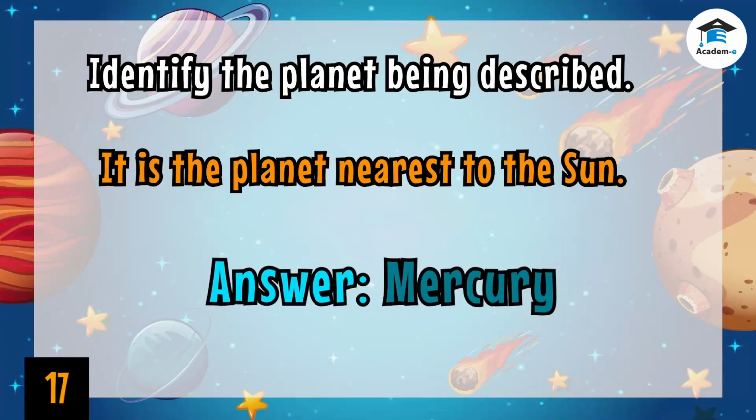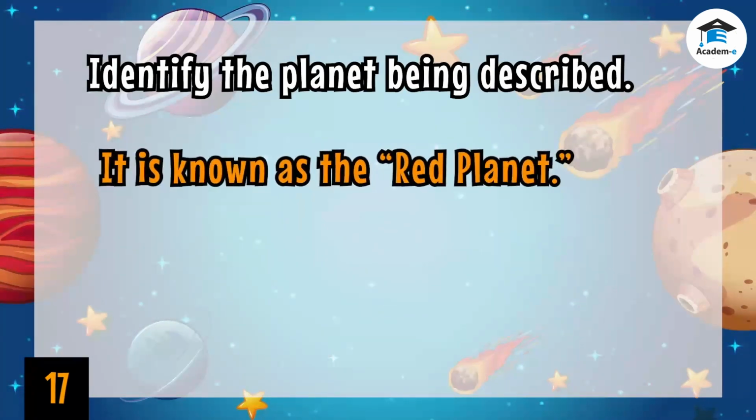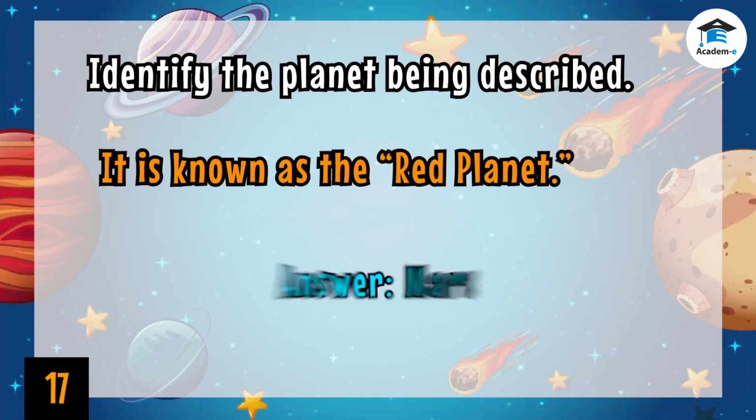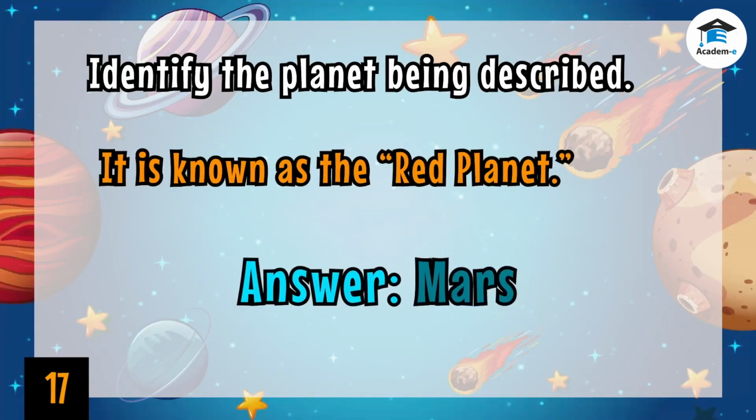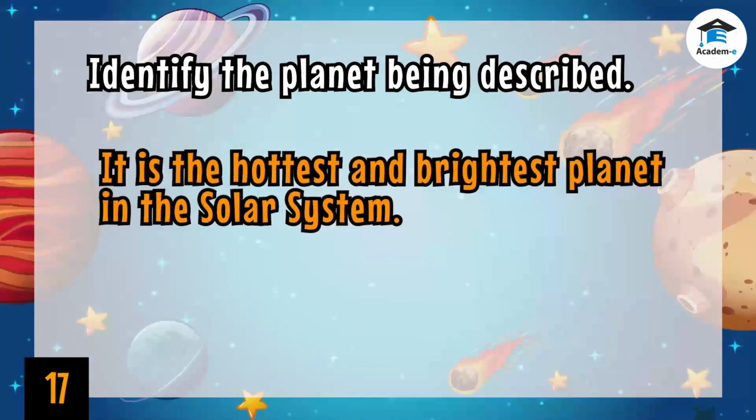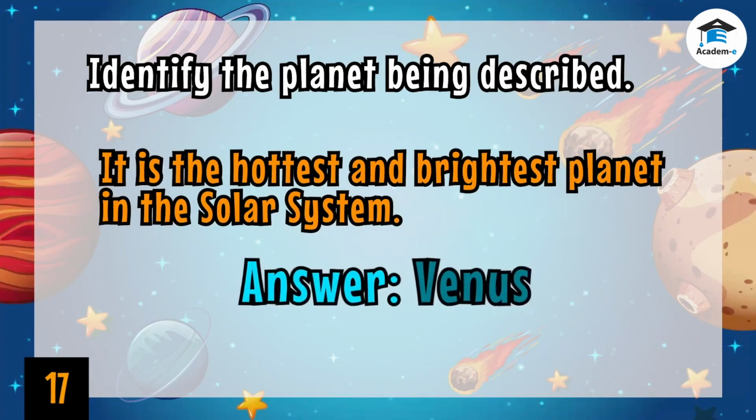The answer is Mercury. It is known as the red planet. The answer is Mars. It is the hottest and brightest planet in the solar system. The answer is Venus.